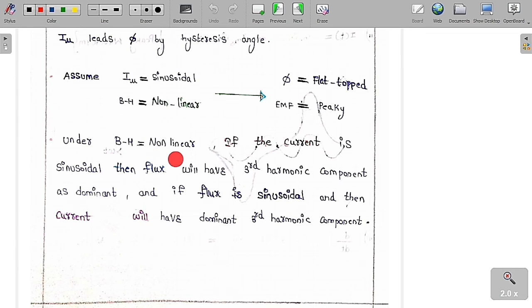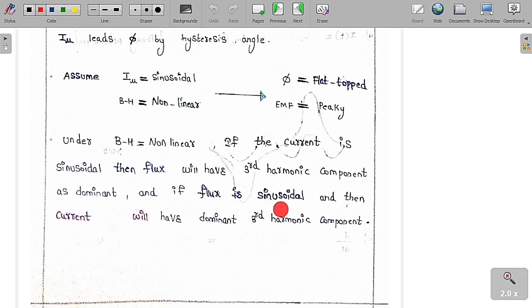So under BH non-linear, if the current is sinusoidal, then flux will have the third harmonic component as dominant, and if flux is sinusoidal, then current will have a dominant third harmonic component. So listen carefully. Under the BH curve as non-linear, if the current is sinusoidal, then flux will have the third harmonic component as dominant. I already told you, for a BH non-linear curve, if the current is sinusoidal, then the flux will be a flat topped waveform. A flat topped waveform has the third harmonic again dominant in nature.